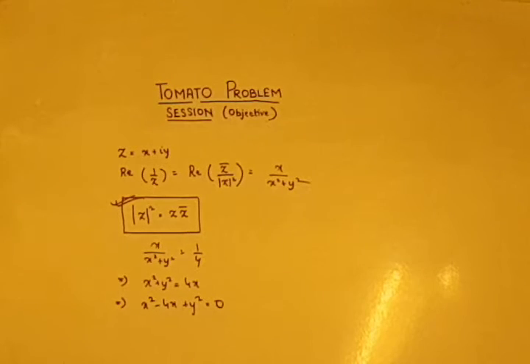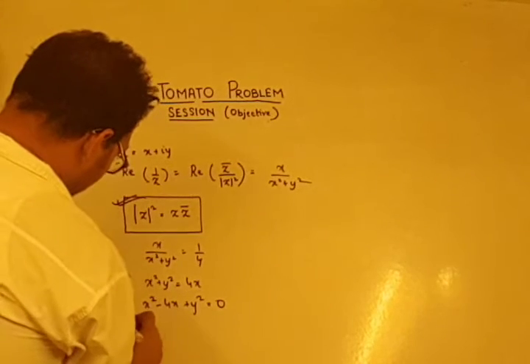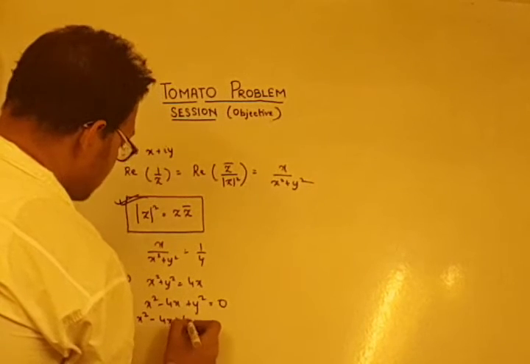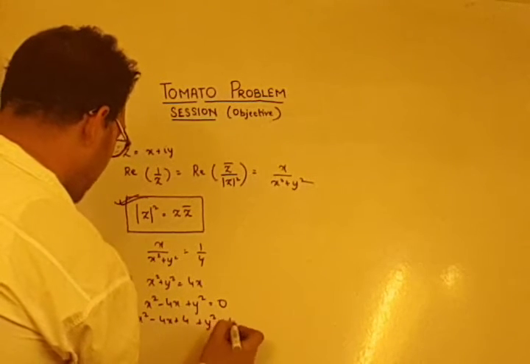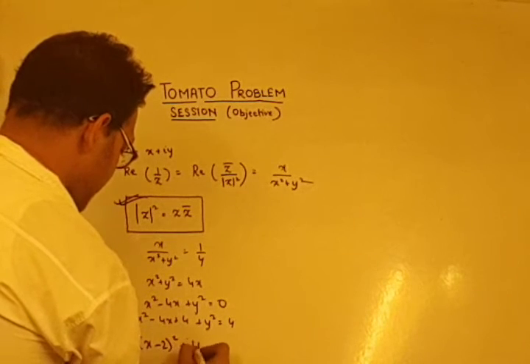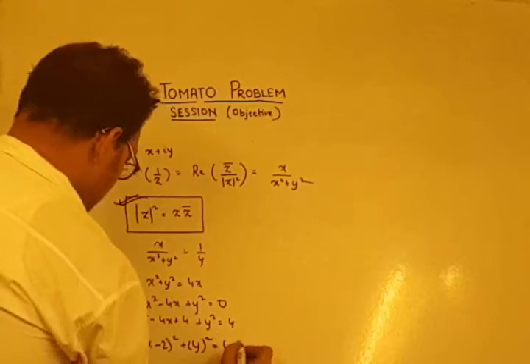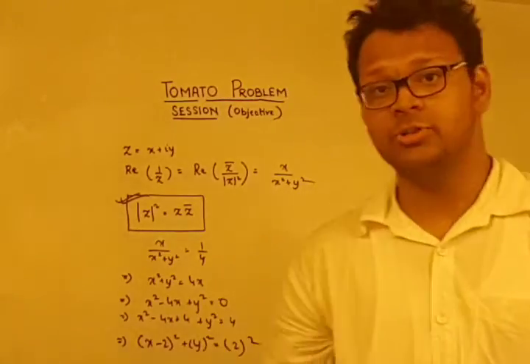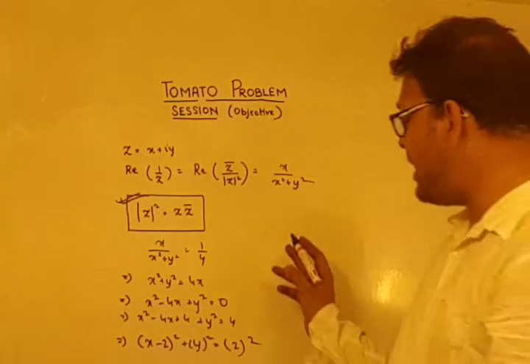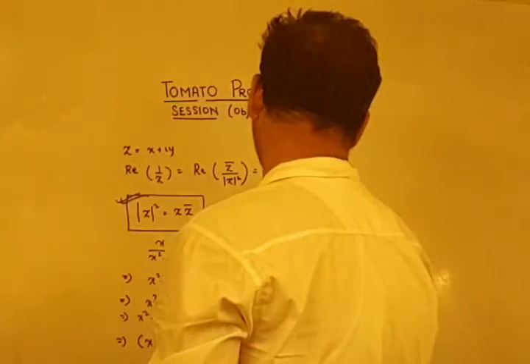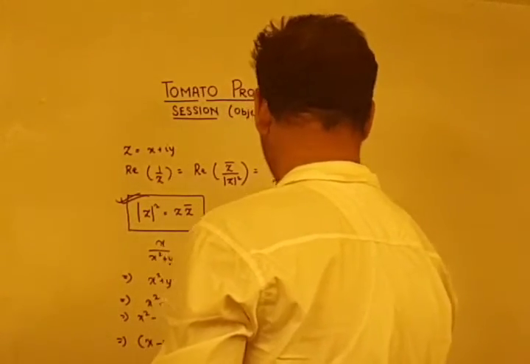Then I just add 4 on both sides. You will soon realize why I added 4 on both sides. So what is this? This is of the form x minus a whole square plus y minus b whole square equals r square, and this is a well-known equation of a circle. And hence the locus is a circle.